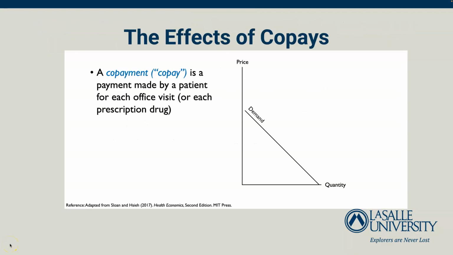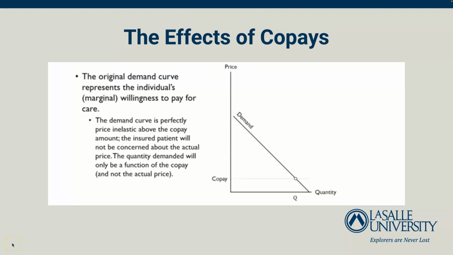Let's consider the effects of another cost-sharing requirement, this time a copayment. Copayment is a payment made by a patient for each office visit or for each prescription drug. If we have this original demand curve representing the individual's willingness to pay for health care for each office visit, we'll see that utilization will be determined where the copay intersects the demand curve that tells us the quantity Q of services demanded by this patient.